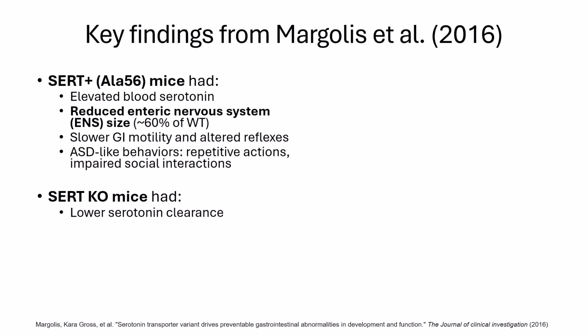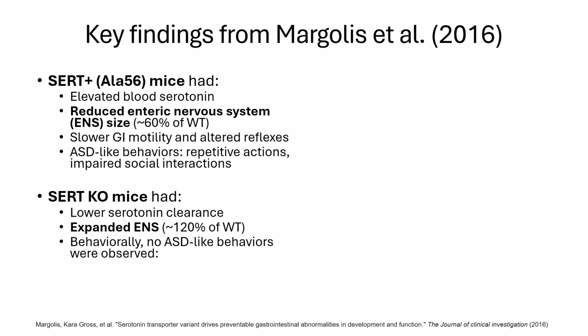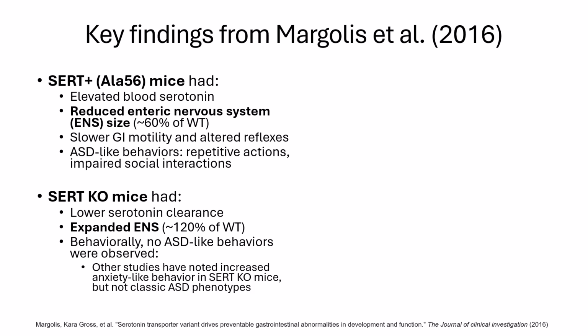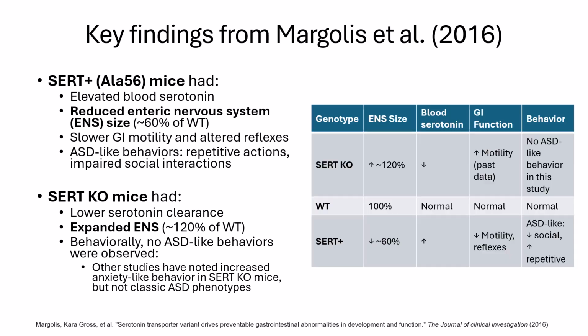The SERT knockout mice had lower serotonin clearance, obviously, and as a result, there was more serotonin circulating in their gut, so they had an expanded enteric nervous system. In this particular case, it was about 120% of the wild type. Again, those are proportions that I was able to get out from the data in the experiment. And behaviorally, there were no ASD-like behaviors. Although some other studies have noticed increased maybe anxiety-like behavior in these knockout mice, but not the classic ASD phenotypes.